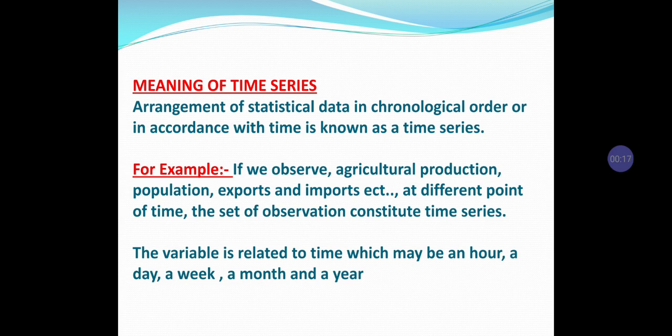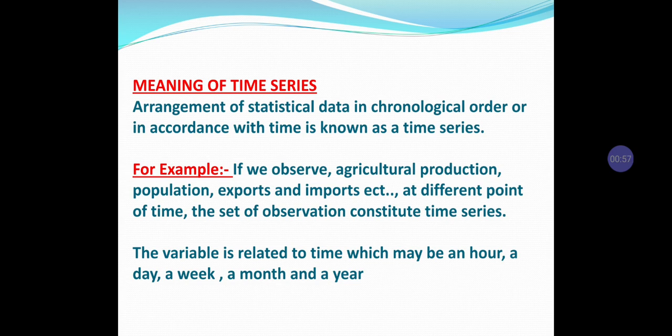Time series is an arrangement of statistical data in chronological order in accordance with the time, known as a time series. So chronological order means where it goes year wise, in an order from time to time. It will be from 2007, 2008, 2009, 2010, like that in the time series order, in a chronological, that means continuous order. So that is called a time series.